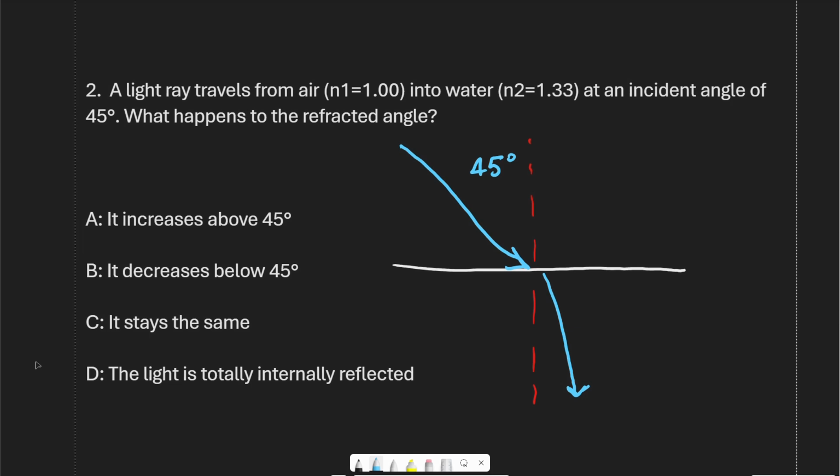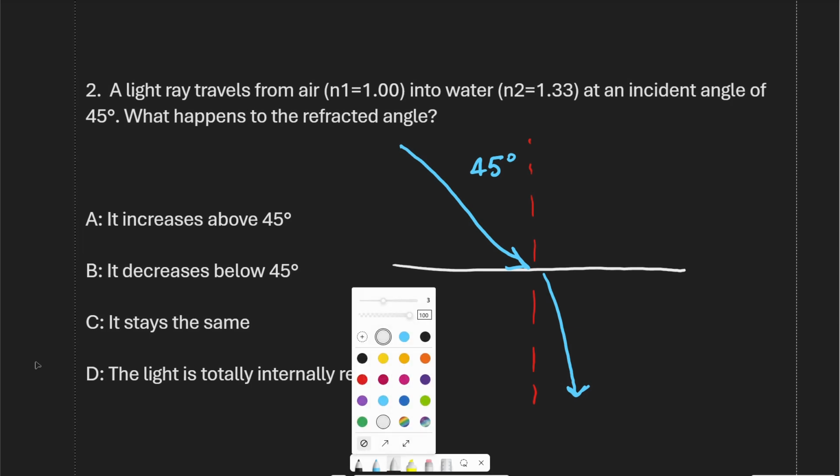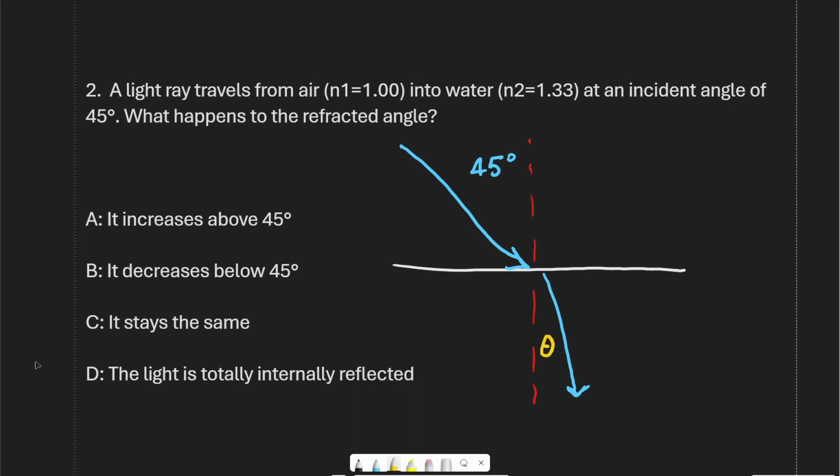And so the refracted angle, of course, angles are measured relative to the normal. So this is going to be, let's use this yellow, the refracted angle, right? Angle of refraction. And so now the question, of course, is a qualitative question. It's not asking us quantitatively, specifically to calculate the angle. It's just asking us, relatively what happens. And based on our drawing, based on our understanding, we said it bent toward the normal. And so I'm going to go ahead and say B, it decreased below 45 degrees, right?